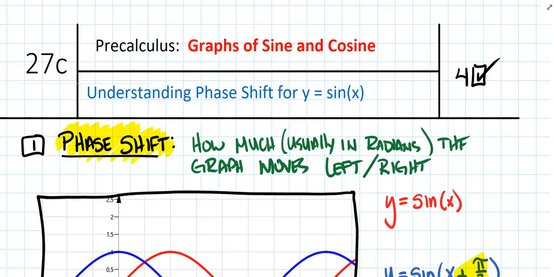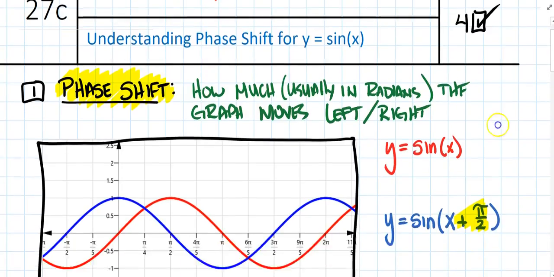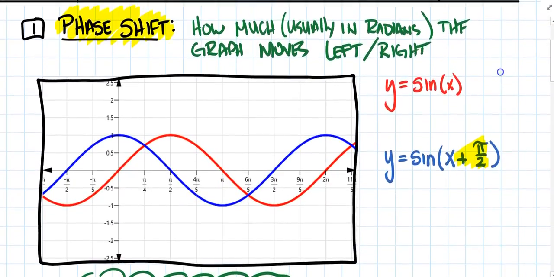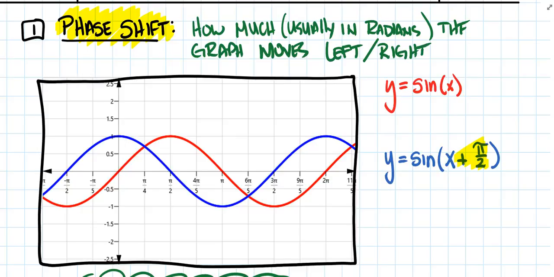Here's Precalculus Concept 27C underneath graphs of sine and cosine. We're going to understand phase shift for y equals sine x, and there are 4 boxes, so here we go. Box number 1 is understanding what phase shift even is. Phase shift is basically how much the graph moves left or right, usually measured in radians. So we're talking about left and right movements. This is called phase shift.